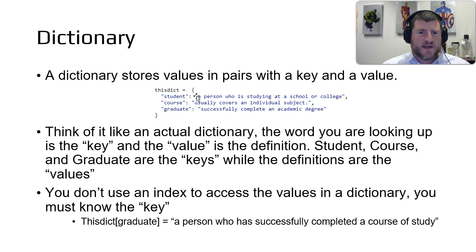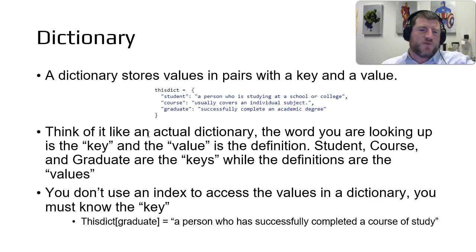When you find it, it gives you the value of student, which is the definition in this course, in this case. So which is why we refer to it as a dictionary, because it has the thing you're looking for and then the definition associated with that, or the value associated with that.